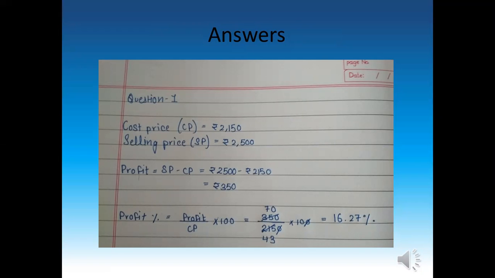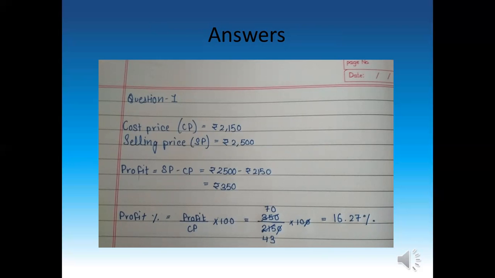Now, as we just learned, profit equals SP minus CP, which in this situation will be rupees 2,500 minus rupees 2,150, which will give us the answer rupees 350. Now, it's time for the profit percentage. To find the profit percentage, we will use the same old formula. But here, in this situation, we have to find the profit first to get the answer.